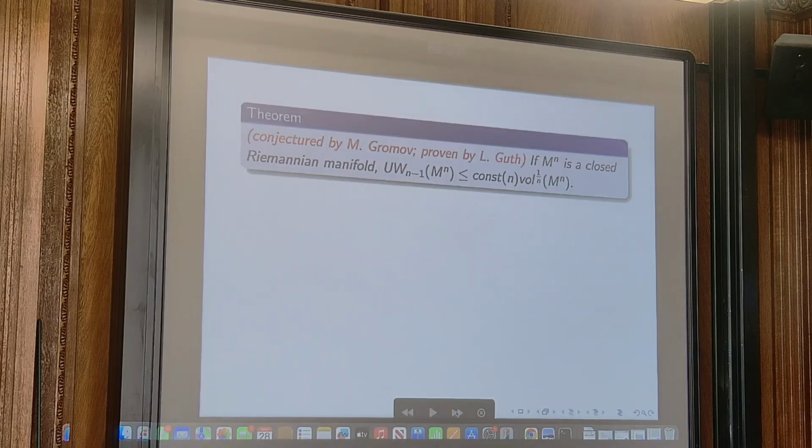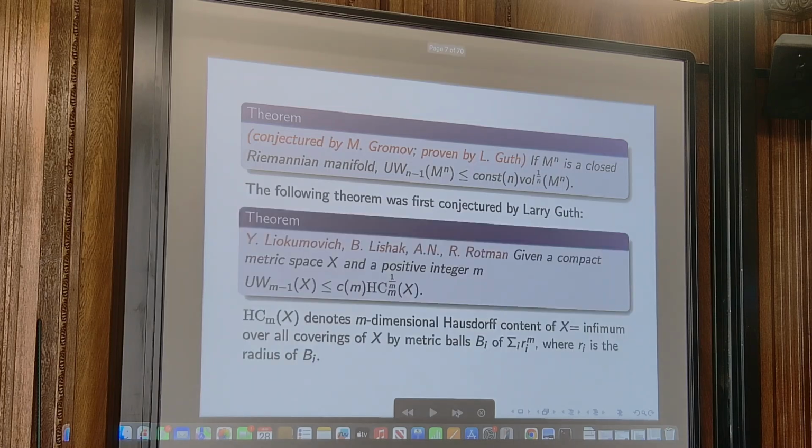So returning to widths, a basic conjecture posed by Gromov and proven a number of years afterwards, maybe something like 20 years afterwards, by Larry Guth, was the following: if M^n is a closed Riemannian manifold, then the (n-1)-dimensional Urysohn width is less than or equal to a constant c_n times the volume of M to the power 1 over n.